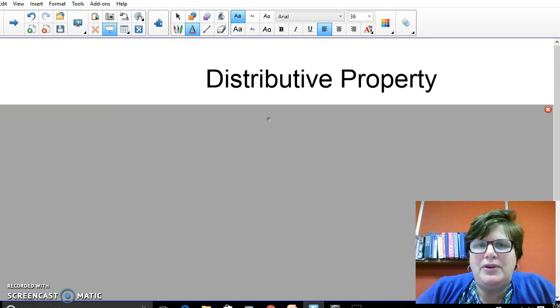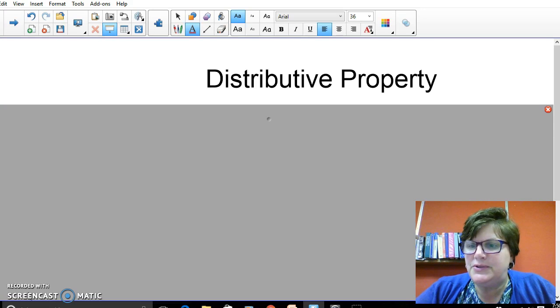We're going to talk today about the distributive property. Now, this is one of those properties or rules that we've talked about before. We've talked about all sorts of them. Let's review. We've had commutative property, which talks about order. We've had associative property. And now today we're going to talk about one called distributive property.